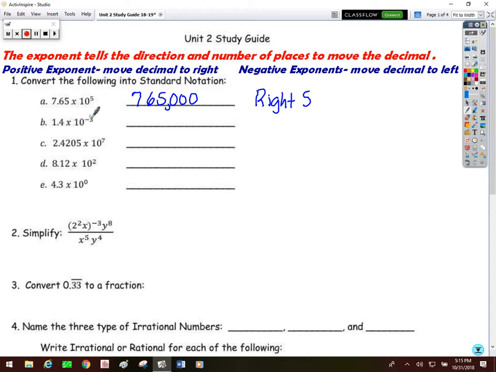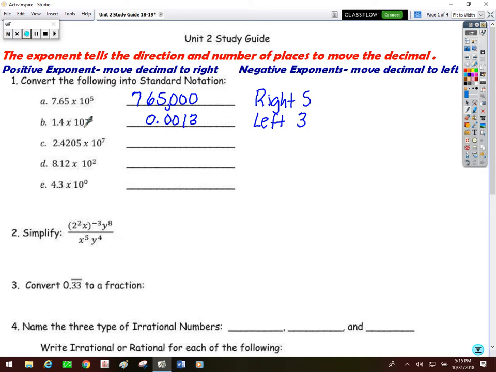All right, look at the next one. The next one says negative 3. If it's a negative number, I'm going to move my decimal to the left 3 places. If I move from behind the 1 to in front of the 1, that's 1 space. So I need to move a total of 3, which means I need to add 2 more zeros. Let's count to make sure: 1, 2, 3. So my decimal is in the right place, okay?